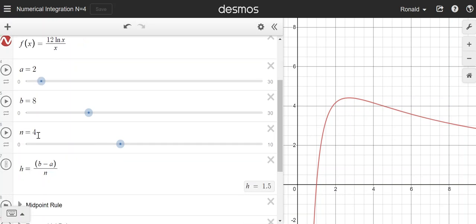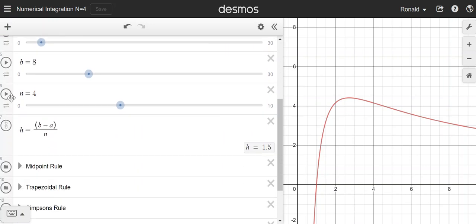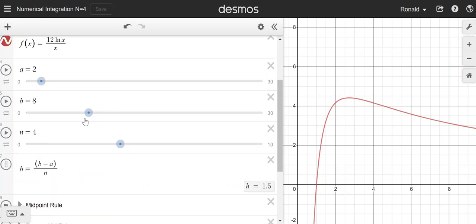Then n, we have to put in the n value. n in this case is equal to 4. Right now, this Desmos sheet is set up for n equals 4, but that can be changed very easily. And then this is the formula for h, b minus a over n, which then of course is using these three values up here to calculate the value of h right here.